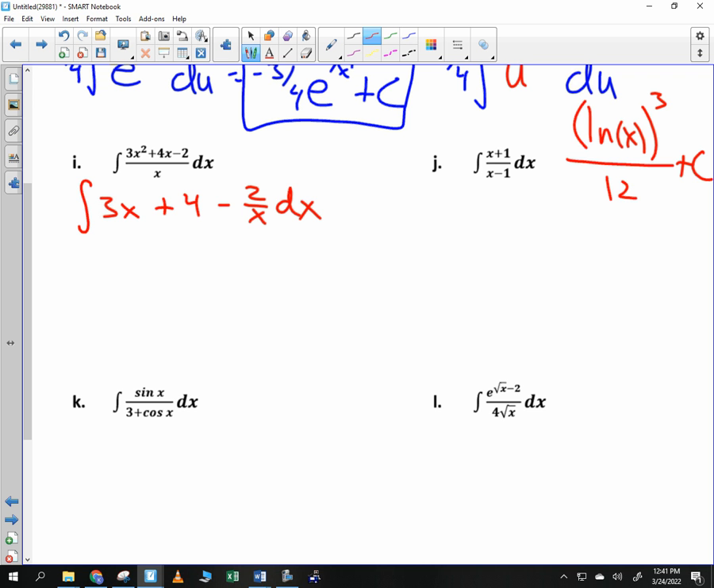Well, try rewriting it. Now I'm just, Morgan, what does that symbol mean? Antiderivative. So what's the antiderivative of 3x? That was easy. Plus 4x minus 2 natural log of x, right? What's the antiderivative of 1 over x?